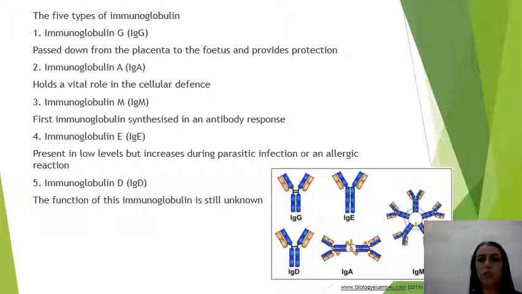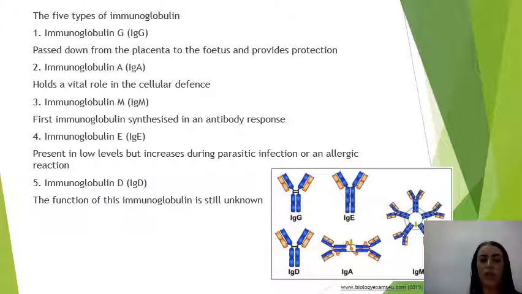There are 5 types of immunoglobulin. Type 1 is immunoglobulin G, and is passed down from the placenta to the fetus and provides protection. Type 2 is immunoglobulin A, which holds a vital role in the cellular defense. Type 3, immunoglobulin M, is the first immunoglobulin synthesized in an antibody response. Type 4 is immunoglobulin E, which is present in low levels but increases during parasitic infection or an allergic reaction.